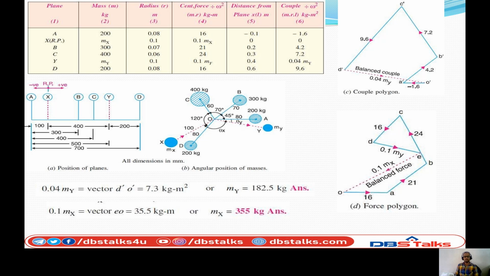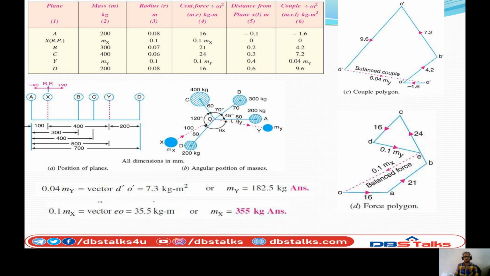So firstly, we construct the force polygon by using all the force values. First A, for plane A, how much force? 16. How was plane A represented in the angular position? Horizontally. So OA is horizontal. So here also OA is horizontal. The force is 16, so we represent 16.